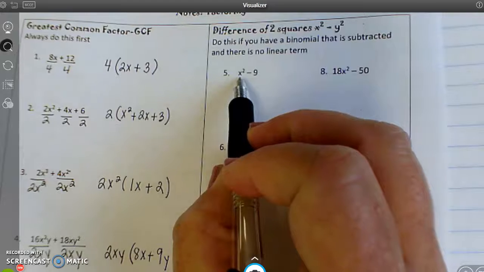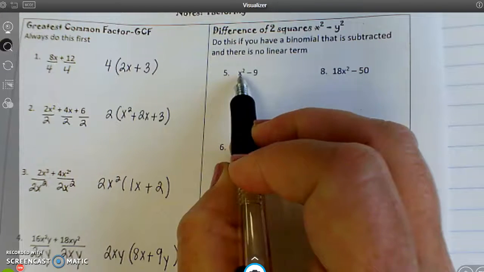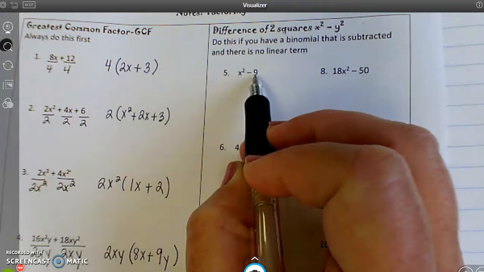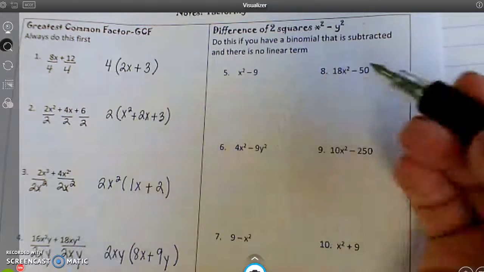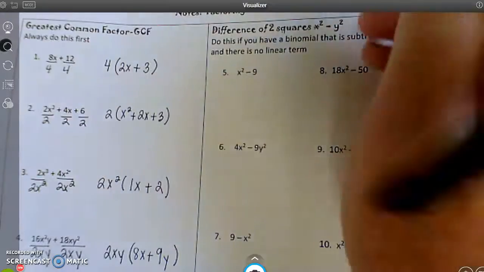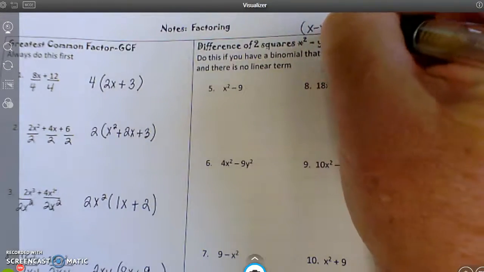Well, x squared is, because you can have x times x equals x squared. 9 is a square because what times what equals 9? 3. Okay? Now, the rule about difference of two squares, I'm going to write it above it, is x minus y, x plus y.